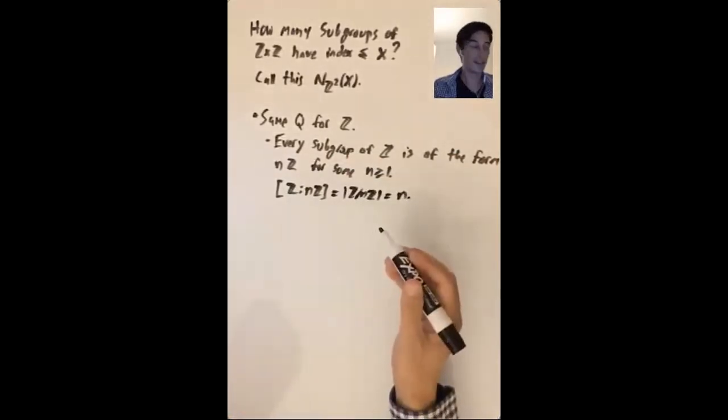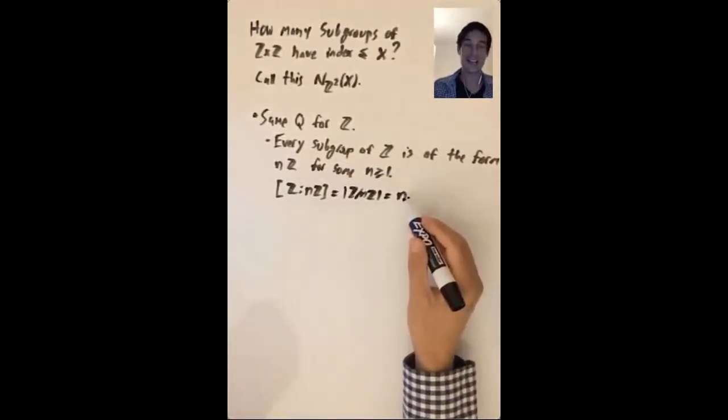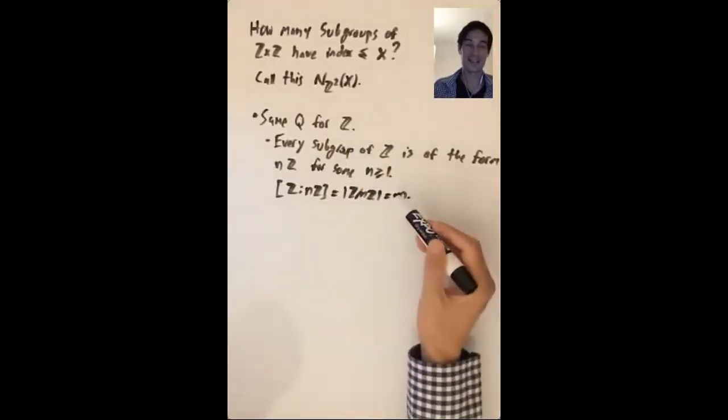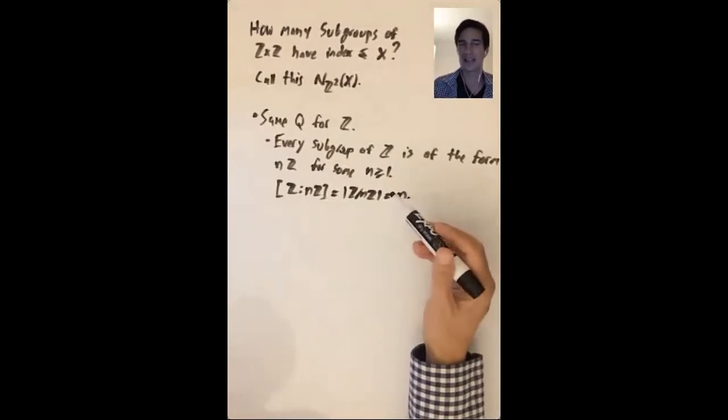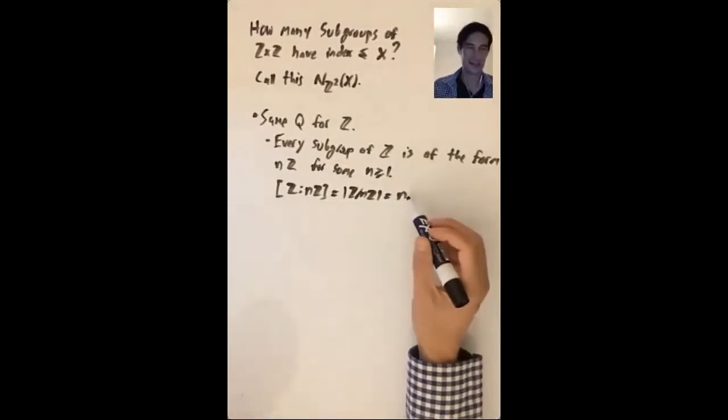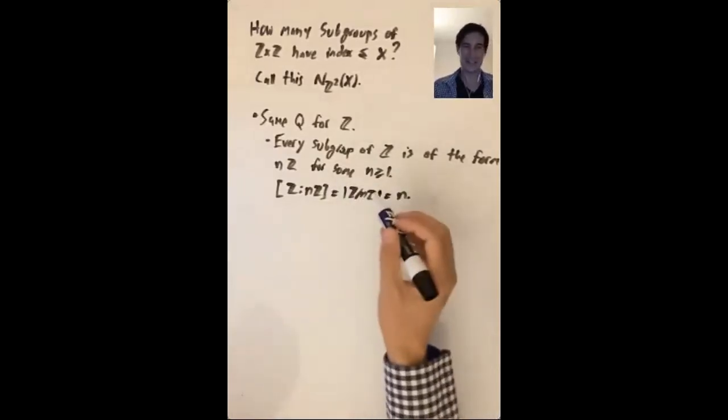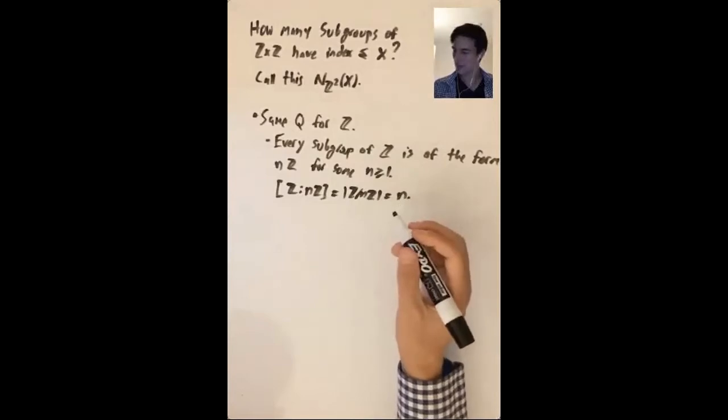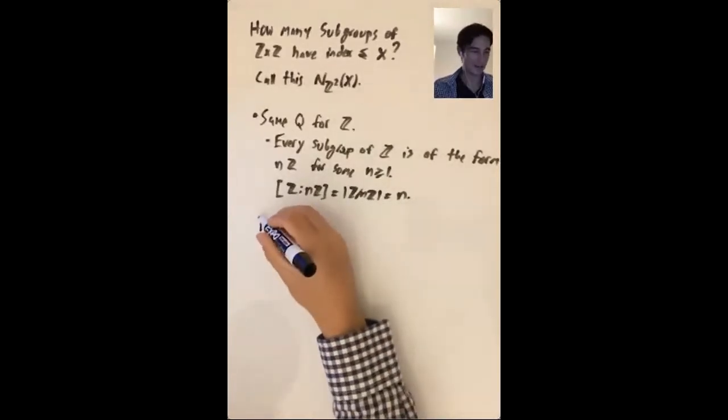So what is this saying? For each positive integer n, there is one subgroup. So how many subgroups have index at most x? Well, it should be like x, or the floor of x if x is not an integer. So this question's pretty easy to answer. So let me just tell you what happens for Z^2.